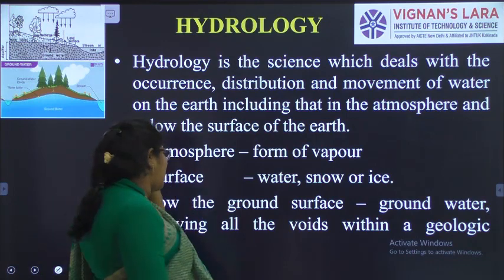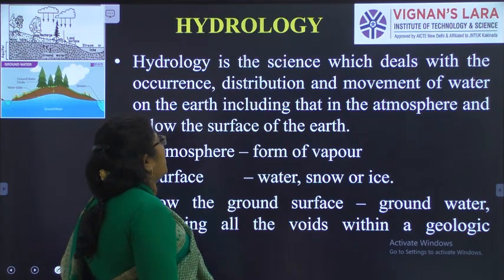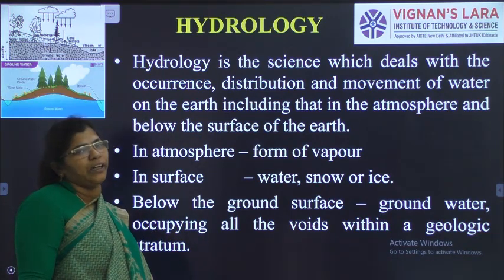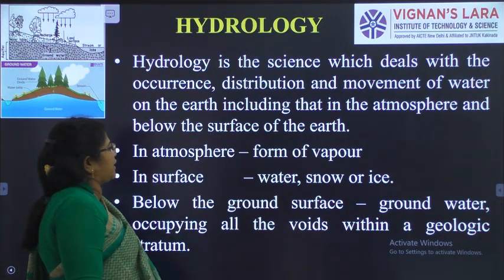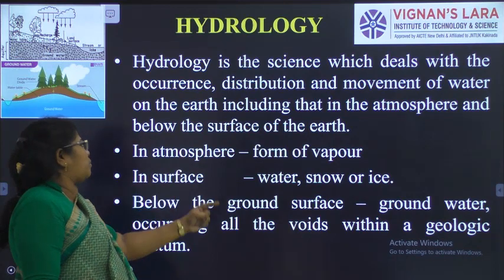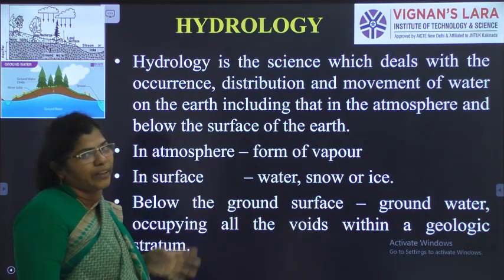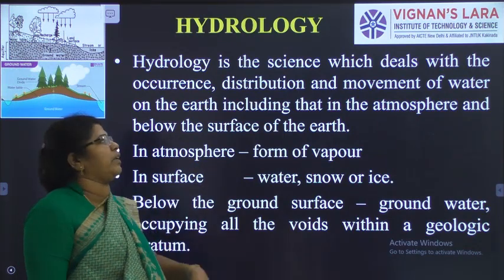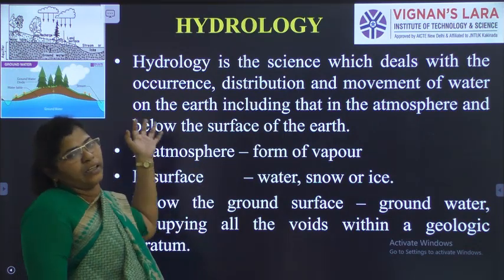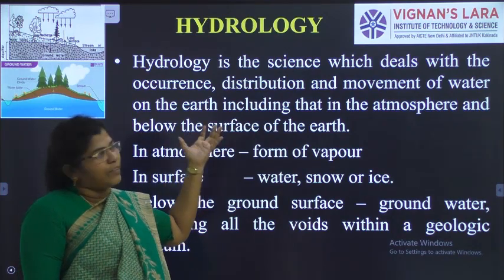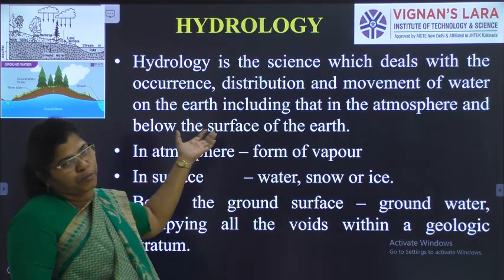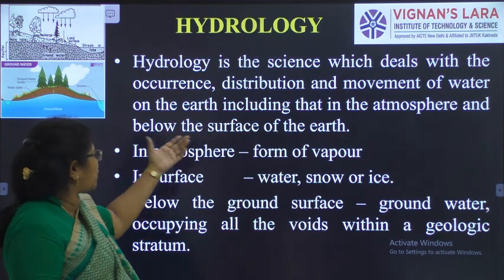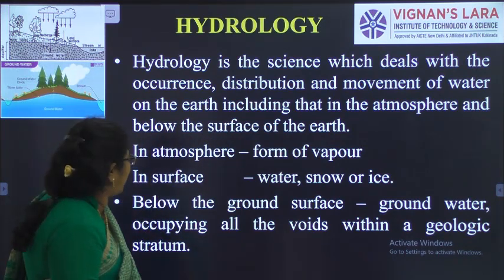Before going in for the hydrology cycle, we will see what hydrology is. Hydrology is a science which deals with the occurrence, distribution and movement of water on the earth, including that in the atmosphere and below the surface of the earth. Not only in the atmosphere and below the surface, that is groundwater, we call it hydrology.